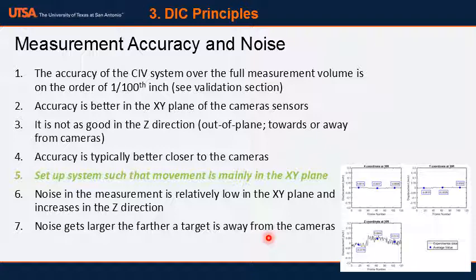So if your noise is on the order of several hundredths of an inch, then you won't be able to pick up a movement of 1/100th of an inch. So that's why you want to be mostly in the XY direction, where not only is the accuracy better, but the noise level is lower, so you can pick up even smaller deformations or movement thresholds.